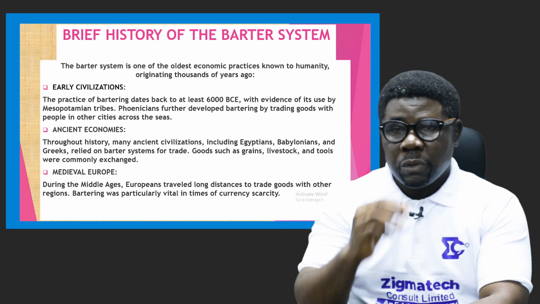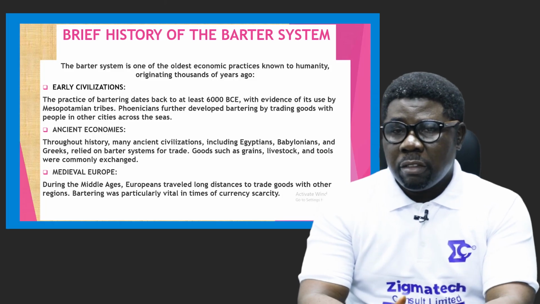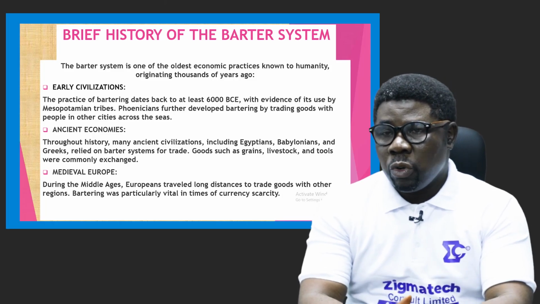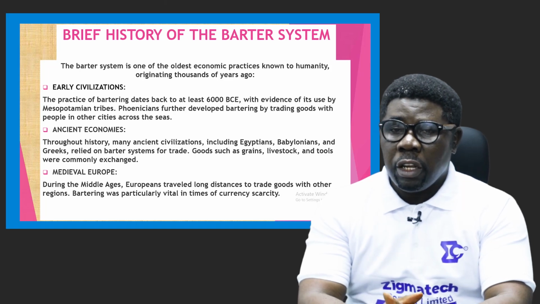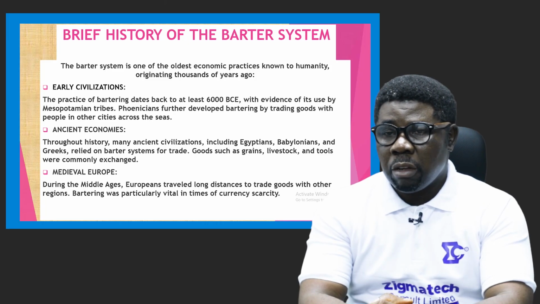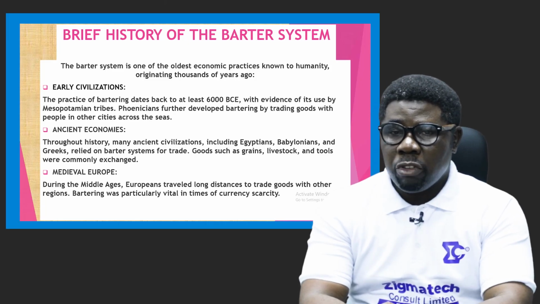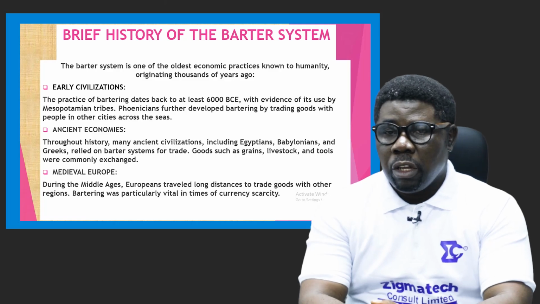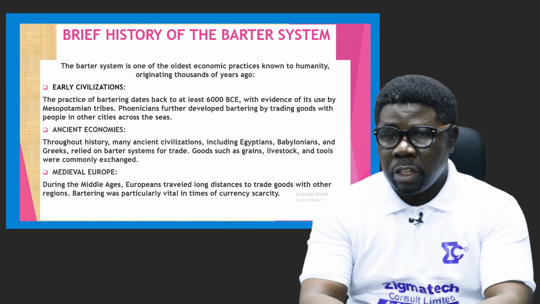Now, the brief history of the barter system. The barter system is one of the oldest economic practices known in humanity, originating thousands of years ago. In the early civilization period, the practice of bartering dates back to 6000 BCE, with evidence of its use by Mesopotamian tribes. The Phoenicians further developed bartering by trading goods with people in other cities across the seas.